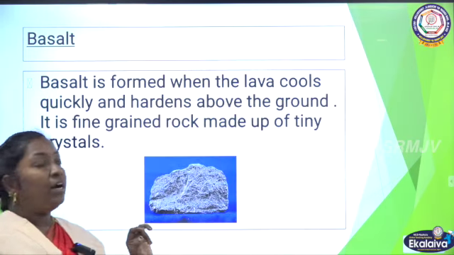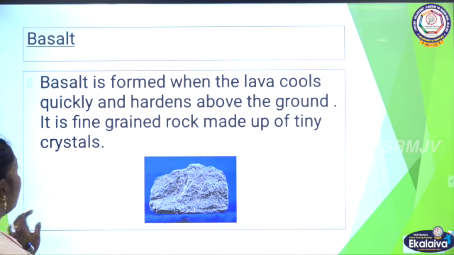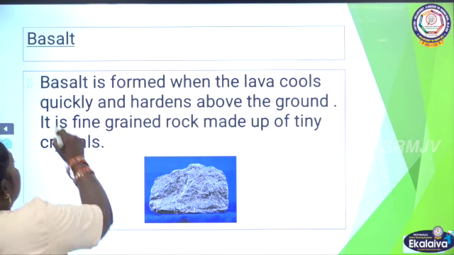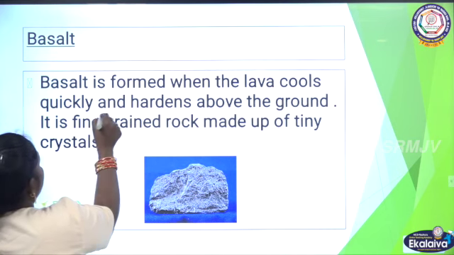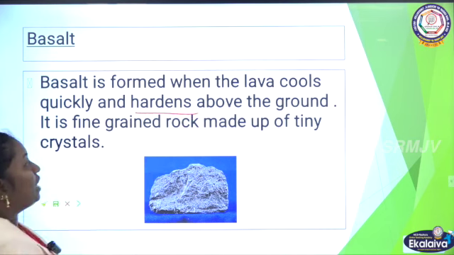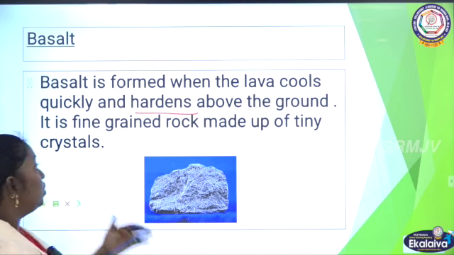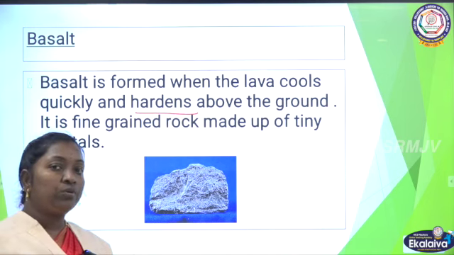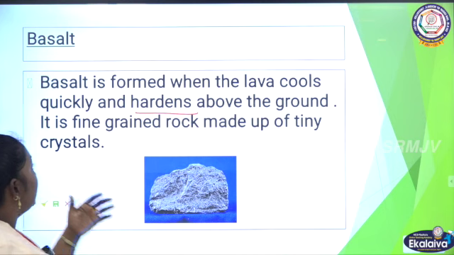Next, the last one is basalt. Basalt is formed when the lava cools quickly and hardens above the ground. So we have seen granite and obsidian, okay. All these take time to cool. It's a slow process. So depending on this, it has become a granite or an obsidian.